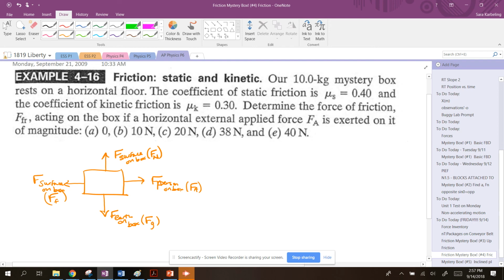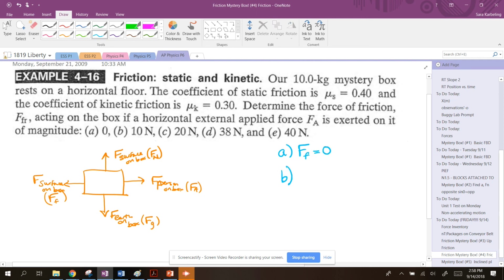Can I touch base with you for just a second? You don't have to be done, but I just want to maybe try A with you. Is that okay? For A, if there's no applied force, how big is the friction going to be? Okay, that was easy. So for A, the frictional force is going to be 0.